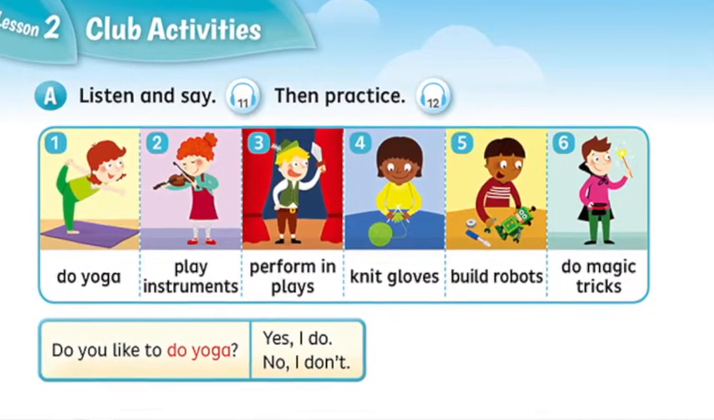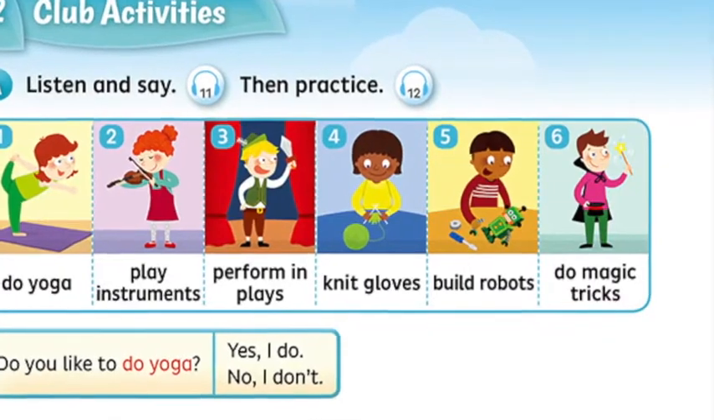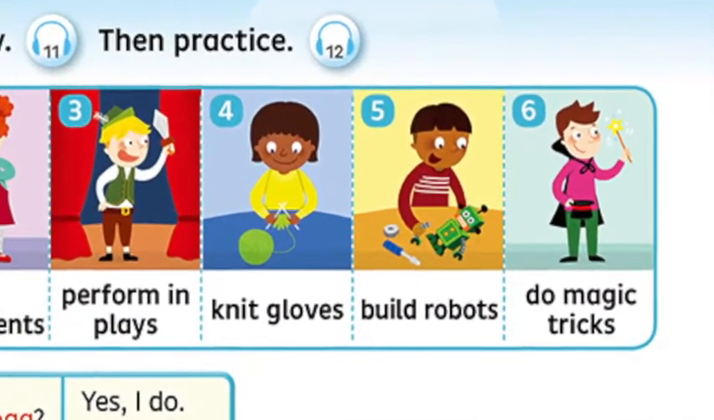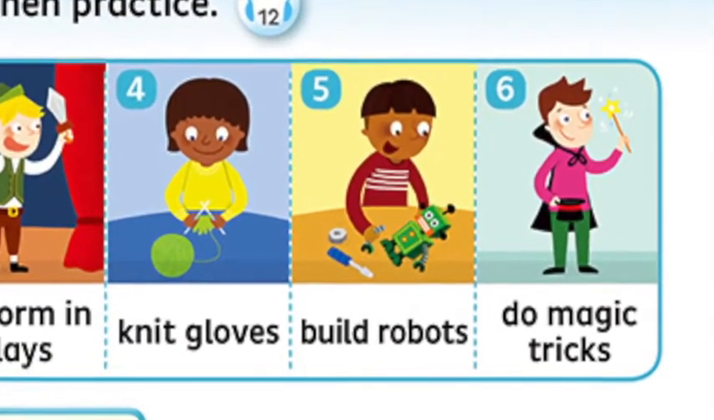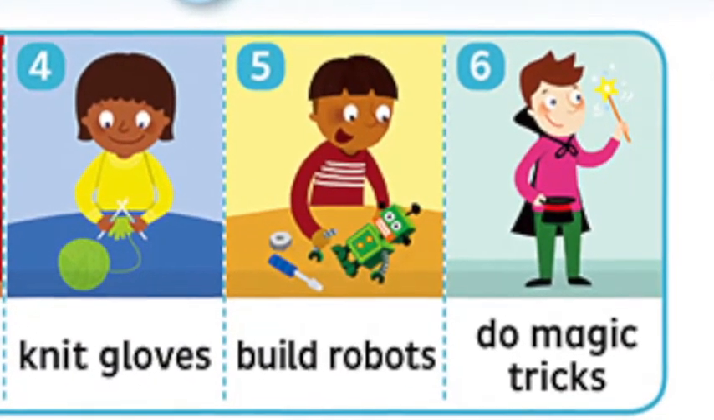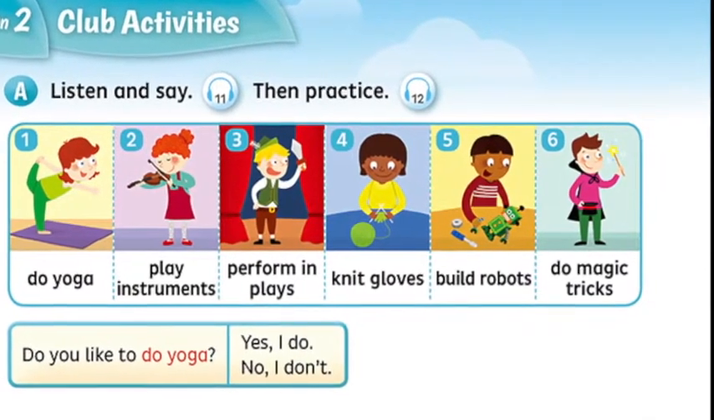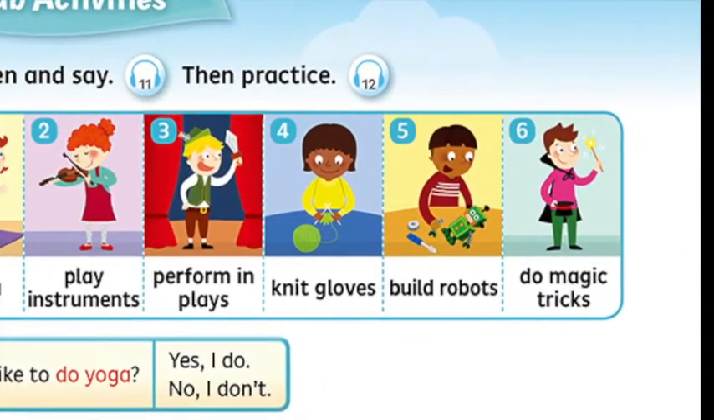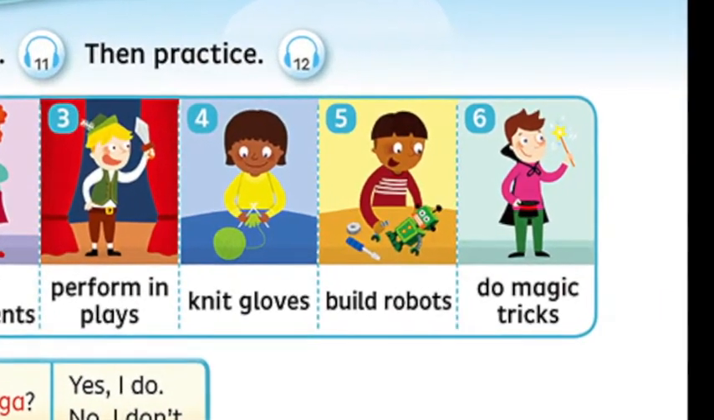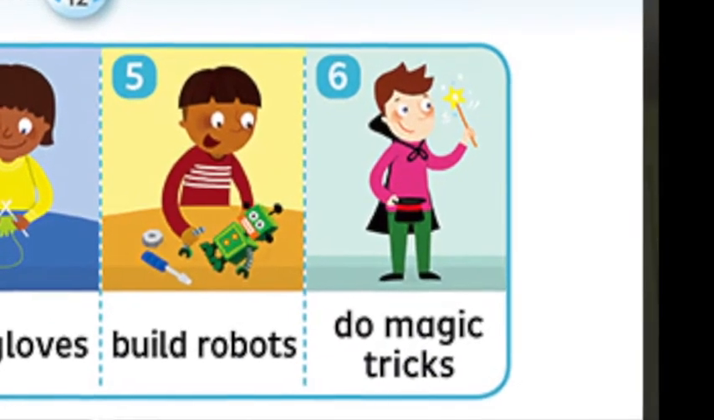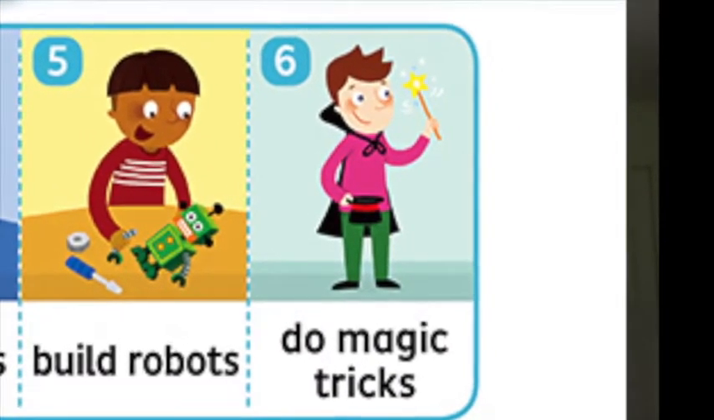Very good. Number five, you see a boy playing with a robot. In which club do you build robots? Build robots. That is the robotics club. Very good. And the last one here, we have do magic tricks. Number six, do magic tricks. Which club do you do magic tricks? That is the magic club. Magic club. Very good.